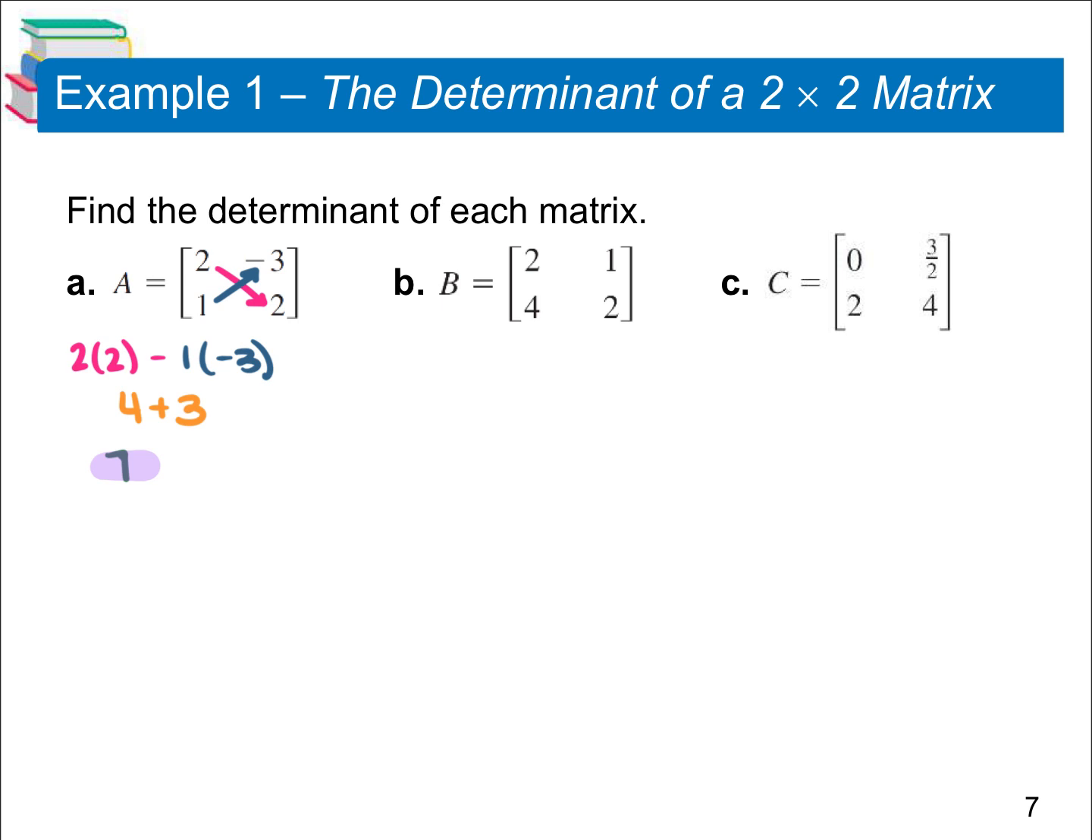For example B, you're given the matrix 2, 1, 4, 2. So we're going to multiply from top to bottom first. So that'll be the 2 times 2. And then you will multiply bottom to top. So that's going to be the 4 times 1. Your 2 times 2 is 4. -4 times 1 is -4. 4 minus 4 gives you 0.